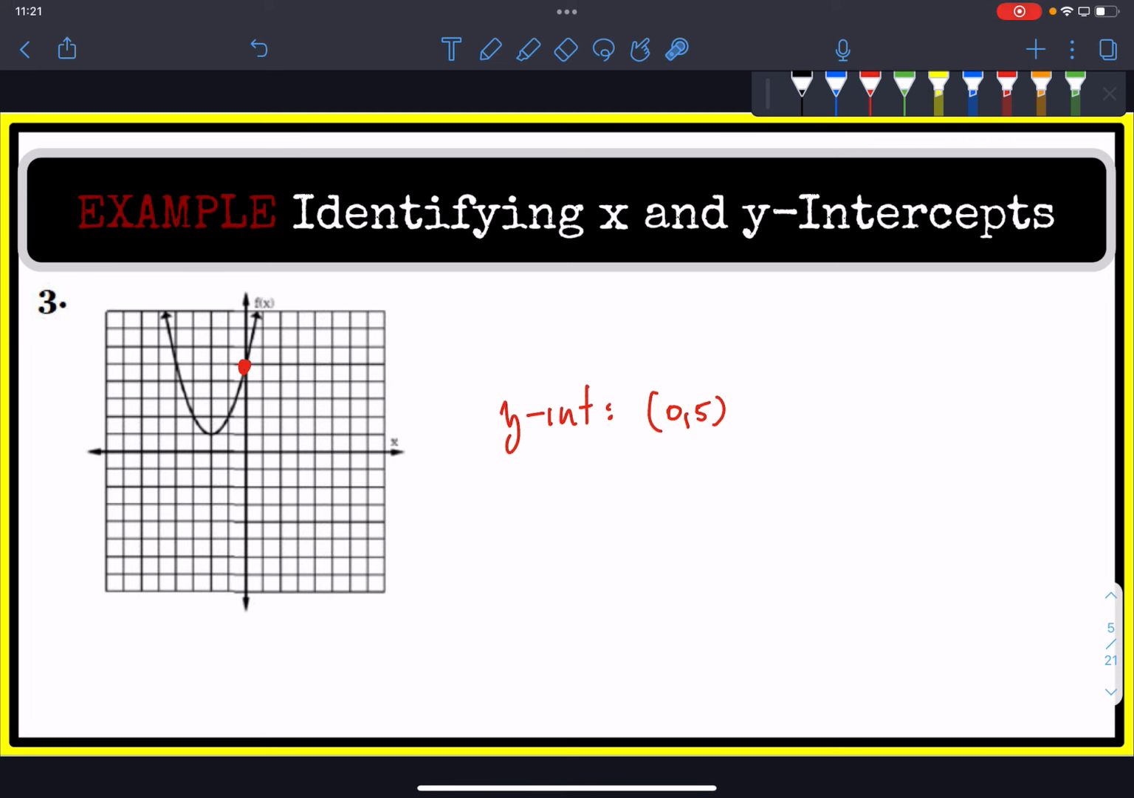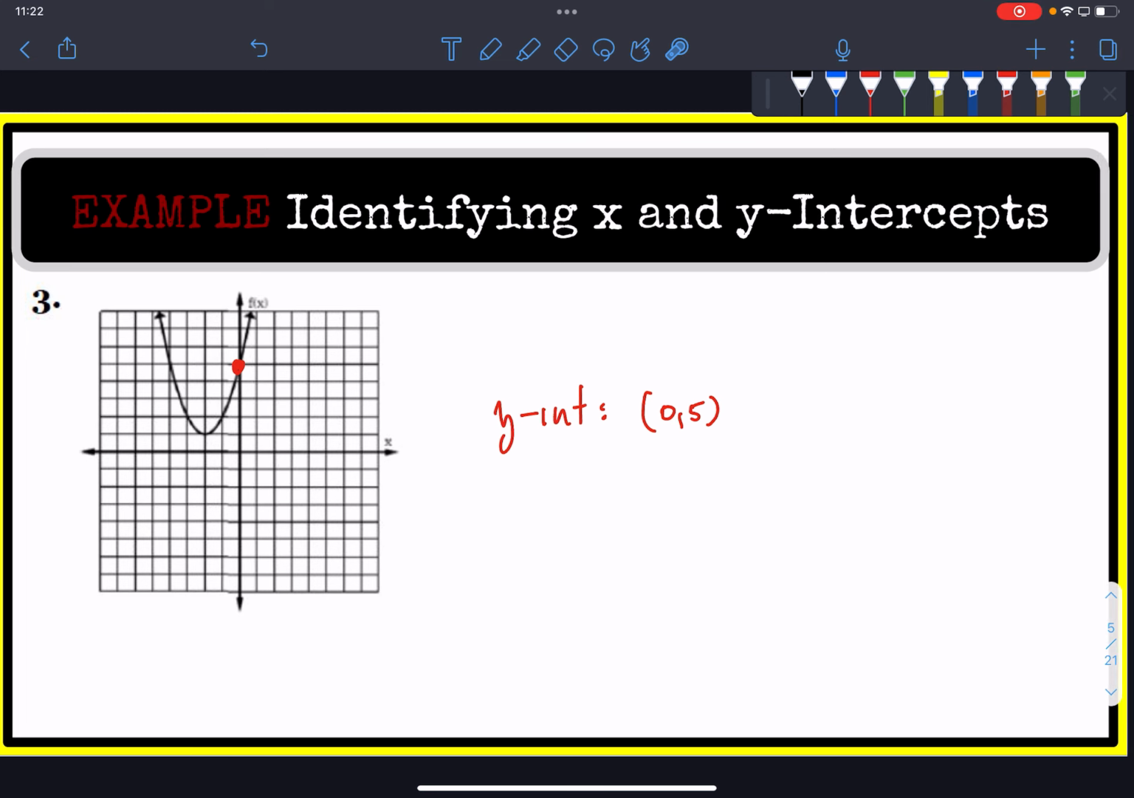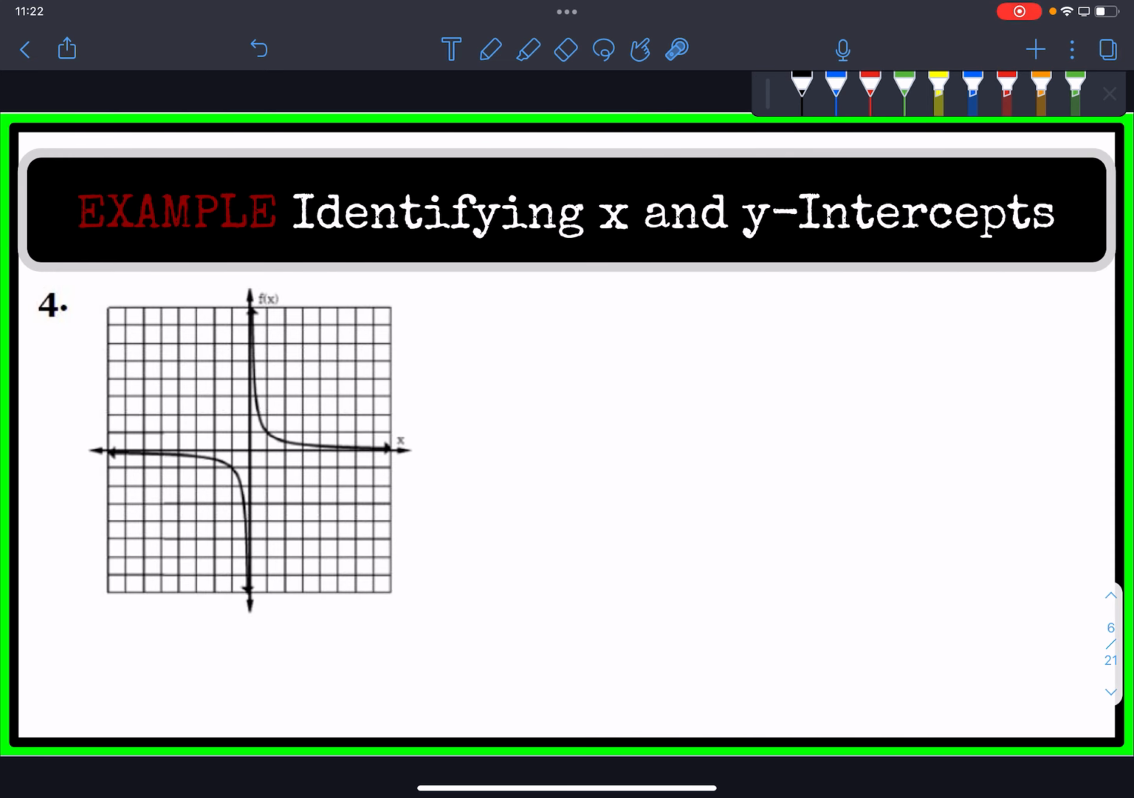Another situation that could arise is that the graph doesn't cross either axis, neither the x nor the y-axis, like in this example right here. In this situation, the graph does not cross the y-axis nor the x-axis. These situations occur when the graphs have asymptotes, and that's exactly what's happening here.